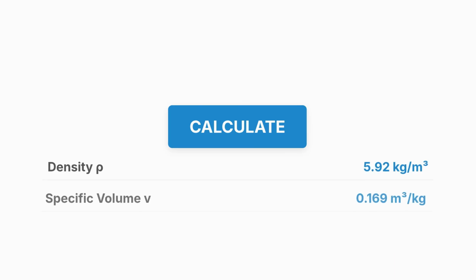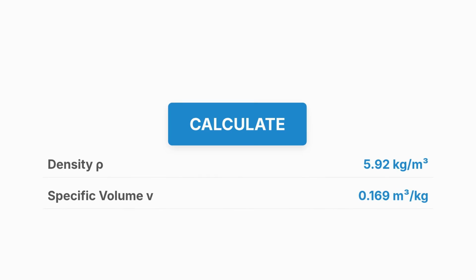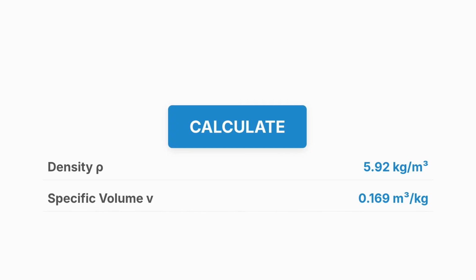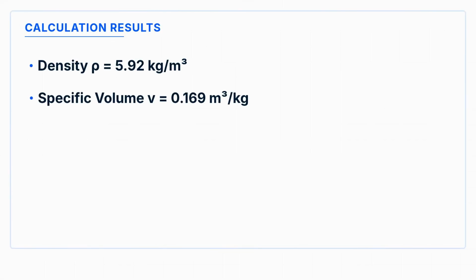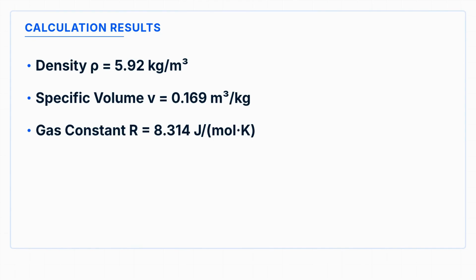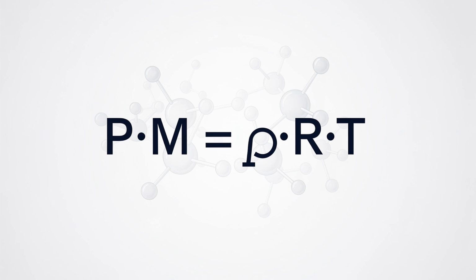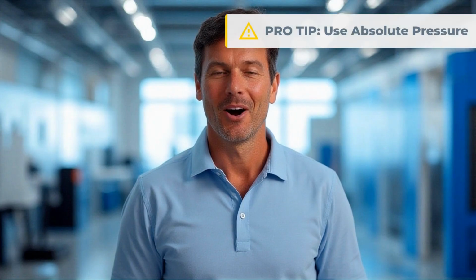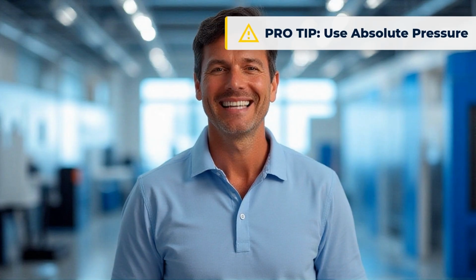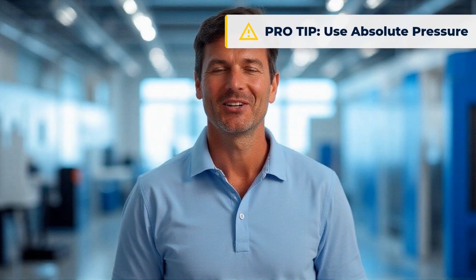Click Calculate. The results show density ρ equals 5.92 kilograms per cubic meter, and specific volume V equals 0.169 cubic meters per kilogram. The calculator confirms our input values and displays the universal gas constant R at 8.314 joules per mole Kelvin. These outputs tell us the air density is nearly 6 times atmospheric density, critical for determining tank capacity and compressor sizing. Remember, always use absolute pressure, not gauge pressure, to avoid significant calculation errors.